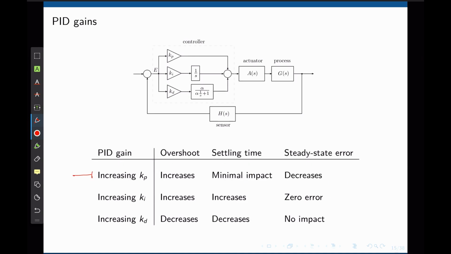For a proportional gain, by increasing the proportional gain, the overshoot increases, it has minimal impact on the settling time, and the steady state error decreases. Increasing the integral gain increases the overshoot, increases the settling time because it creates more oscillations, and brings the steady state error to 0. It always brings the steady state error to 0. Increasing the derivative gain generally decreases overshoot and settling time, and it has no impact on the steady state error, because again the derivative of a constant is 0.